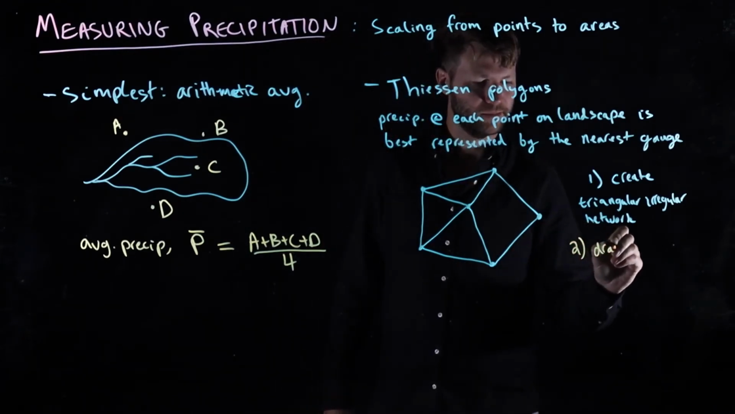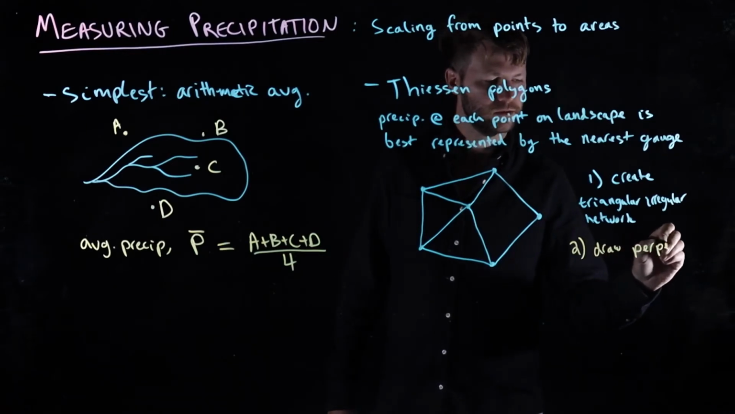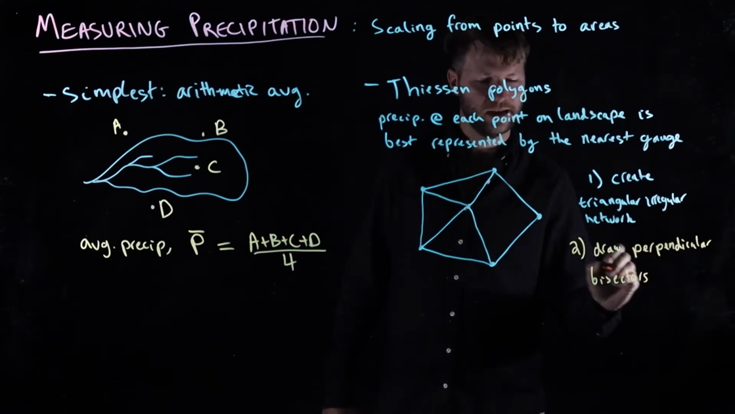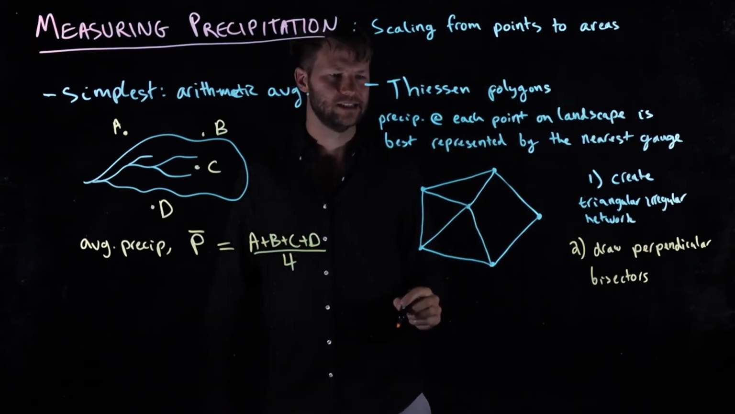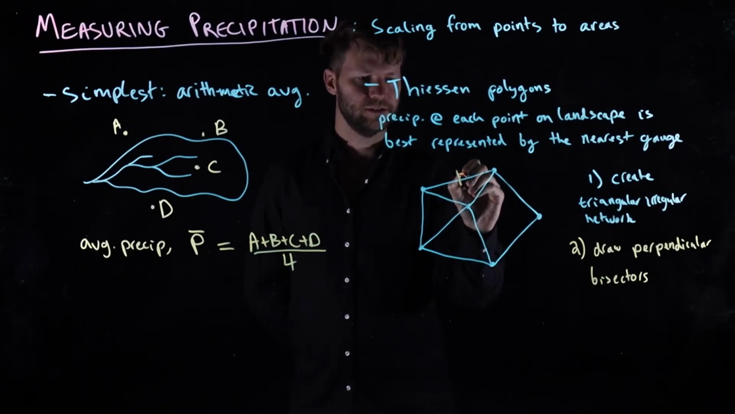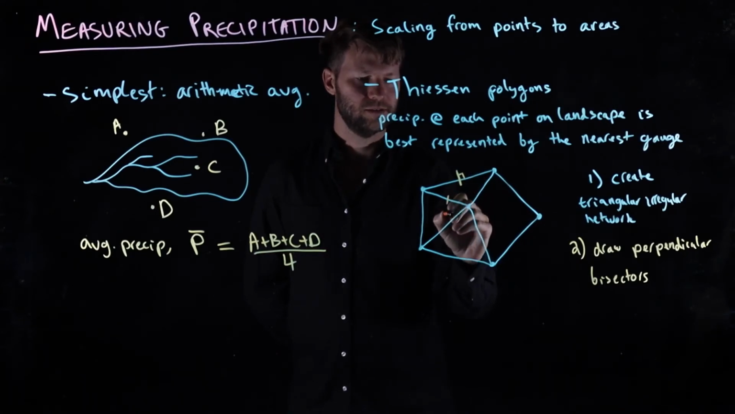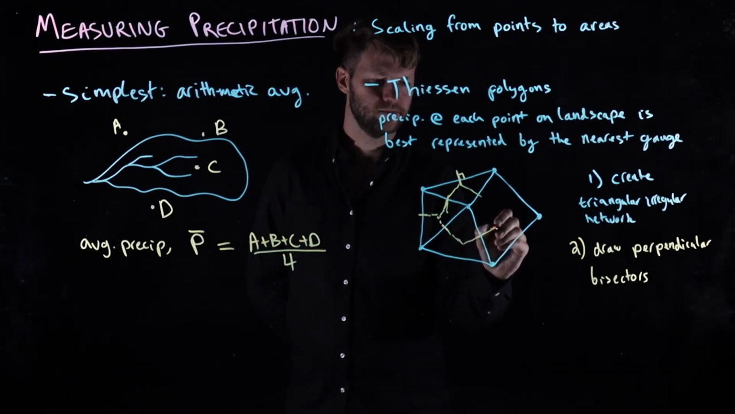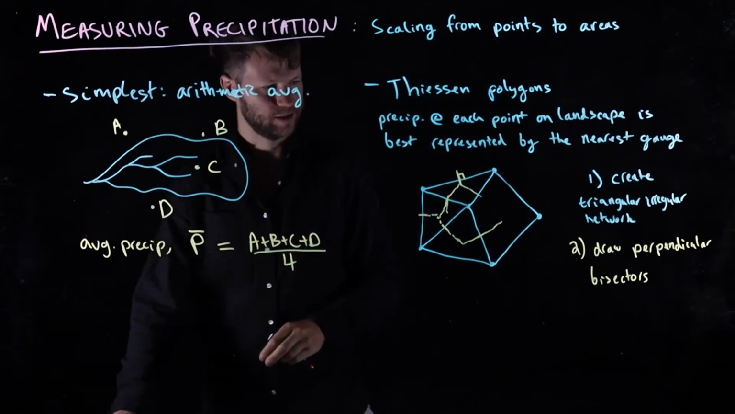Step 2 is to draw perpendicular bisectors. And in doing so, you will outline an area which is closest to this point and not to any others. So a perpendicular bisector. The bisector is the halfway point and it's perpendicular. So I'll denote that with this little triangle here. I have a bunch of these in here. And they should, if I had done this correctly, all meet at the same spot in the middle of these triangles. Oops, I'm missing a triangle here.